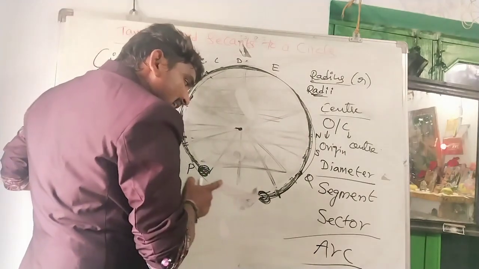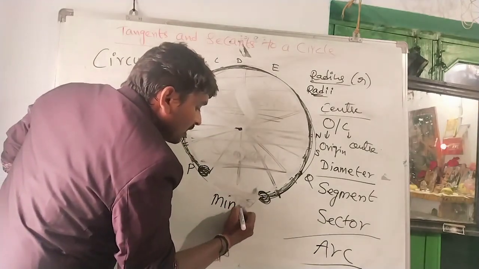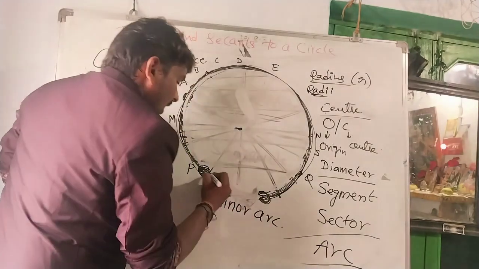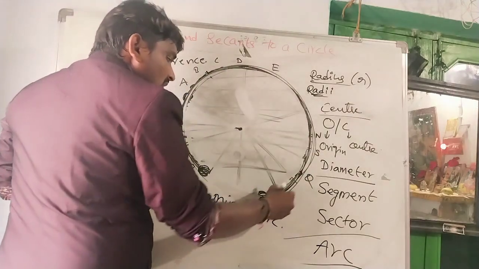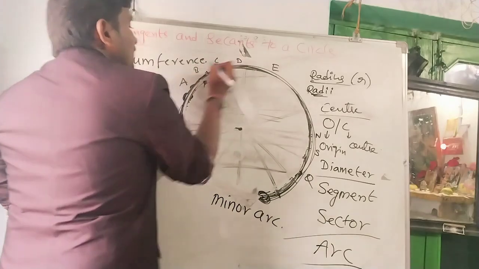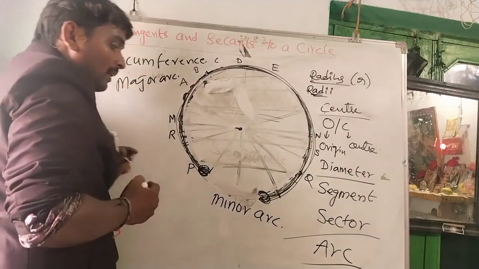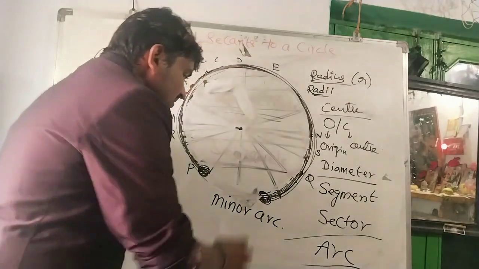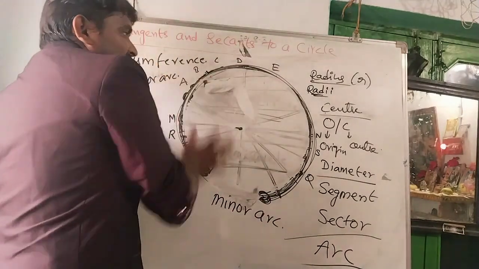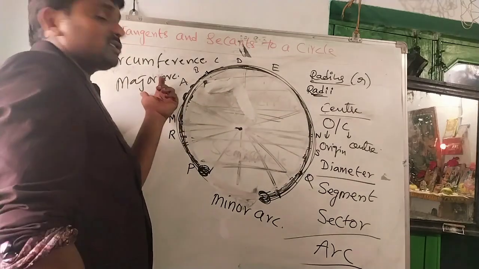The first one is my smaller arc, and this smaller arc is called minor arc. And if you observe, this arc length is greater than this arc, so this arc is called major arc. So minor arc and major arc. What is arc? Arc means a small part of the circumference. Arcs are of two types: minor arc and major arc.